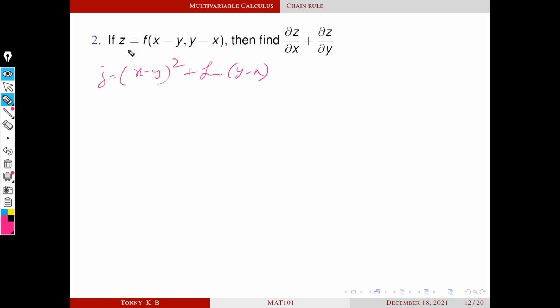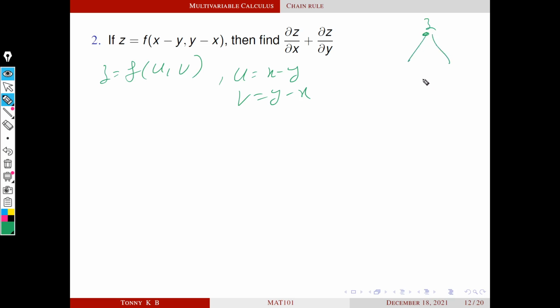We are going to differentiate this expression directly. This is one example of such a function. First we have to draw the graphical representation of these dependencies. So how to plot? Let z be equal to f of u, v, where u equals x minus y, and v is equal to y minus x. Now you can easily draw the relation. z depends on two variables, u and v, and u and v depend on x and y.